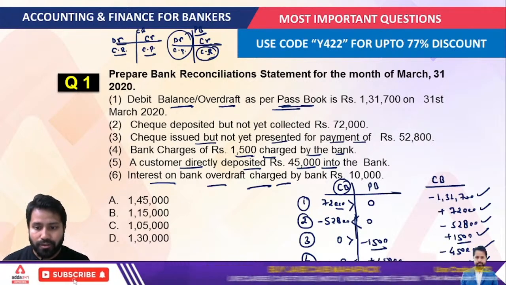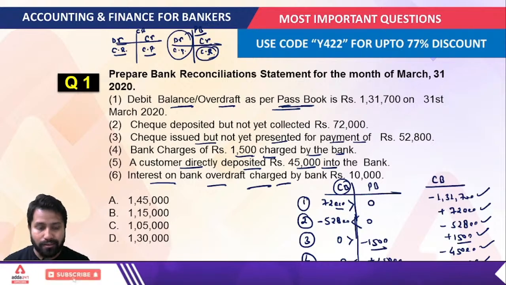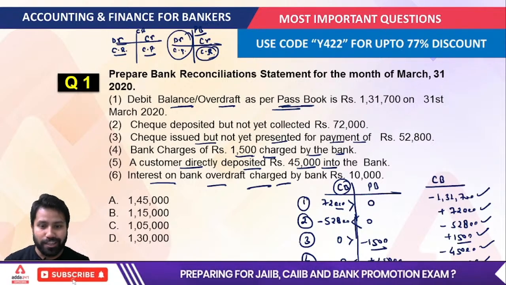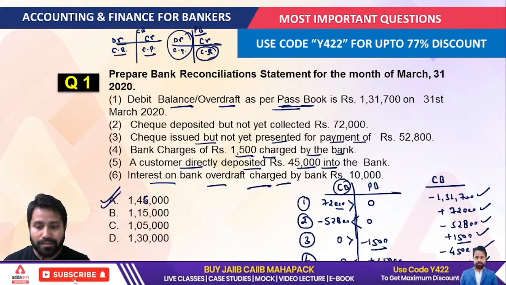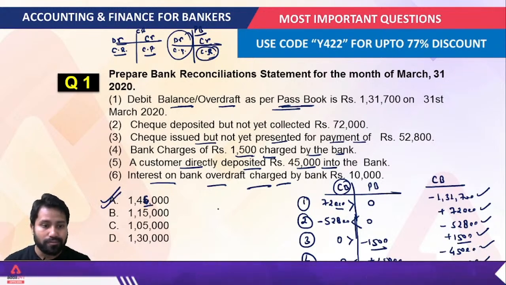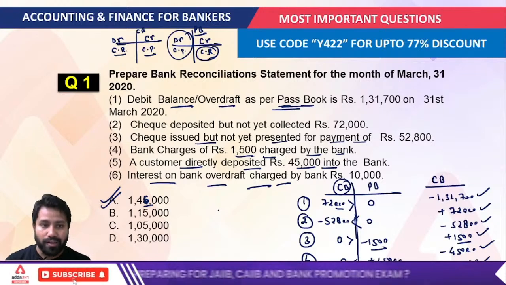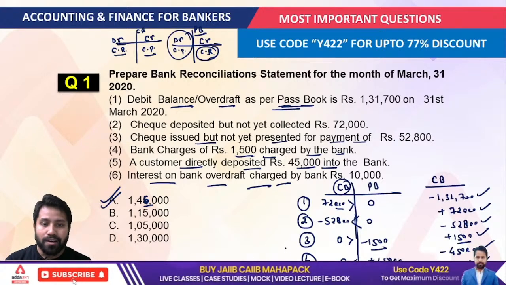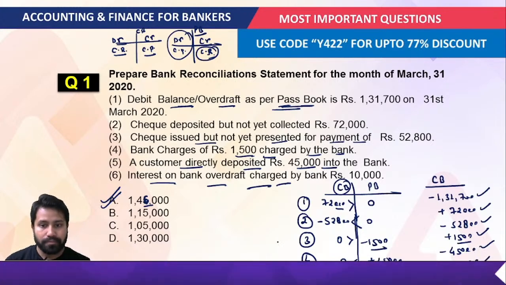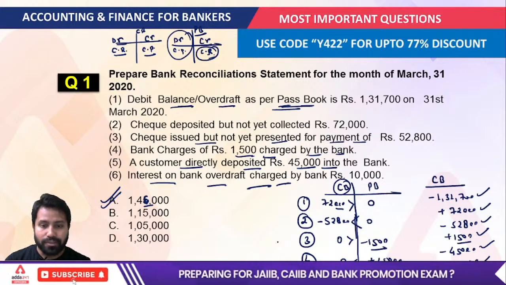Okay, so there may be some correction, if I'm not catching a mistake in the calculation. Your answer would be 1,46,000. That should be your answer. I think I'm not making any mistake in the calculation, so your answer will be 1,46,000. Right? I think everyone understands this question.